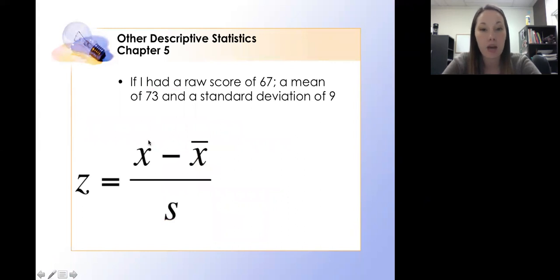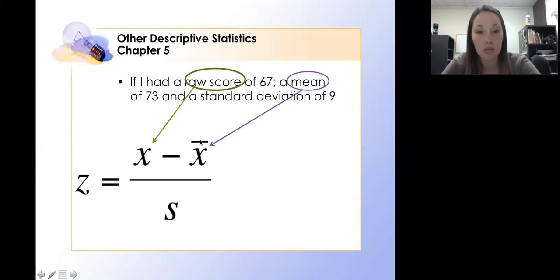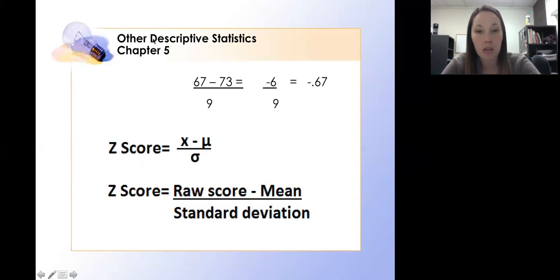So for example, if we have a raw score of 67, that would go here. If we have a mean of 73, that goes here. And then we put it over our standard deviation of 9. When you do that math, you get a negative 0.67. So here is how we would work out a problem for a Z-score. Pretty simple. We just take our raw score minus our mean over our standard deviation. So again, here's that formula here.